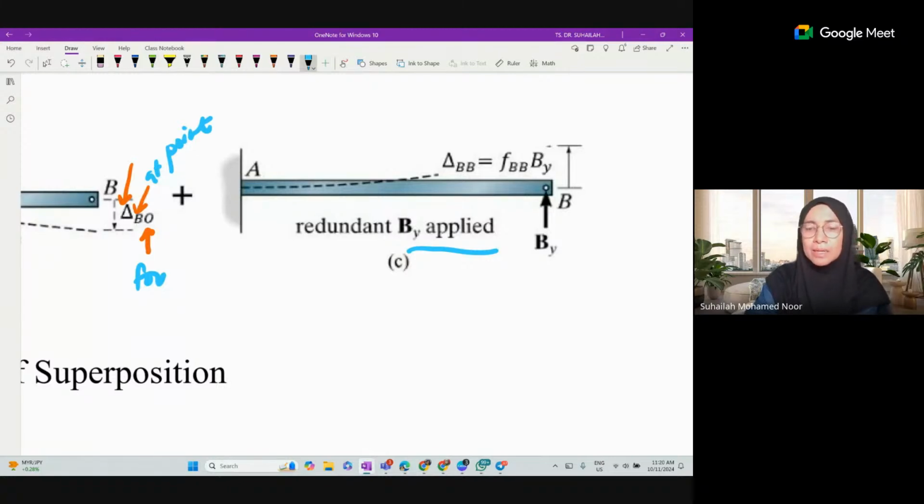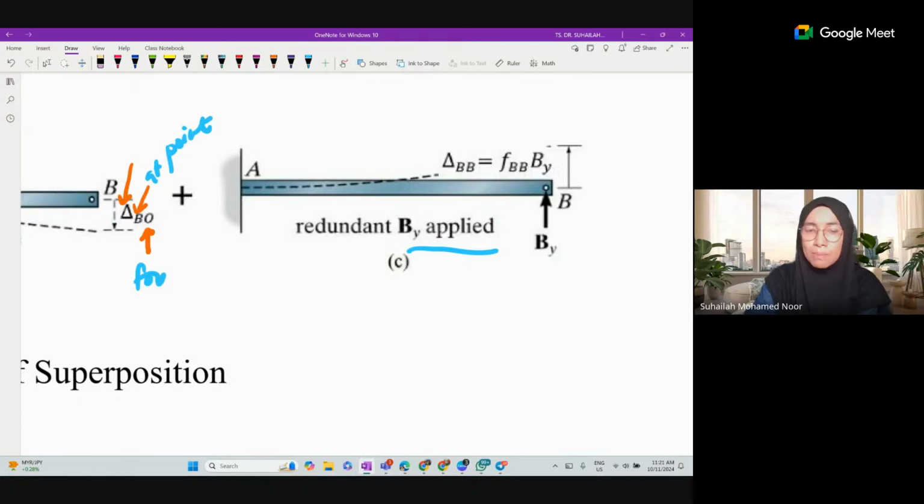So this is the redundant beam. Due to an applied BY, forget about the roller at B, just imagine that this is an applied load BY. The cantilever beam subjected to BY will also deflect. Because BY is the roller reaction at B, its direction is upward, so we just follow that. Due to the applied BY, the beam also deflects, but it deflects upward.